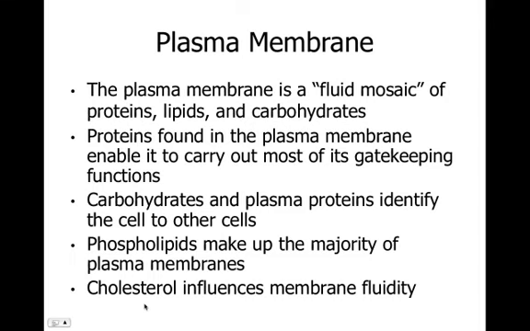Then lastly, we see our cholesterol. And as I mentioned earlier, our cholesterol influences membrane fluidity. So it allows the plasma membrane to maintain optimum fluidity. It acts as a patching substance, but it also keeps the phospholipids in line, making them not move around too much, but still allowing them the space to do that. So cholesterol makes sure that the plasma membrane stays the way it needs to be in order to function optimally.